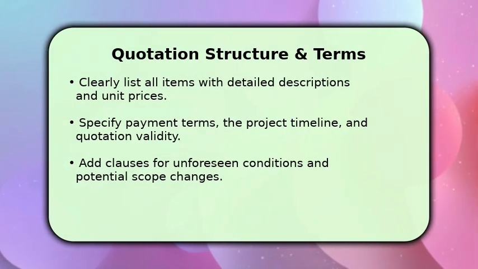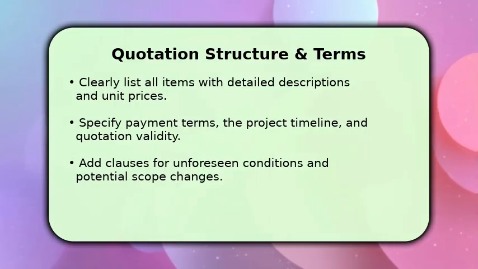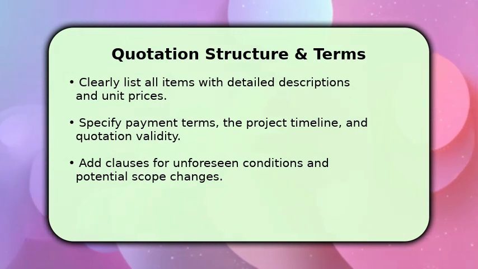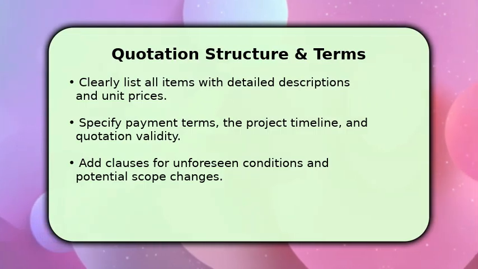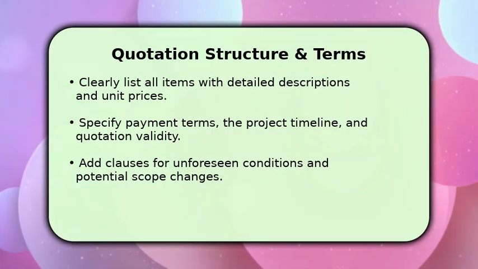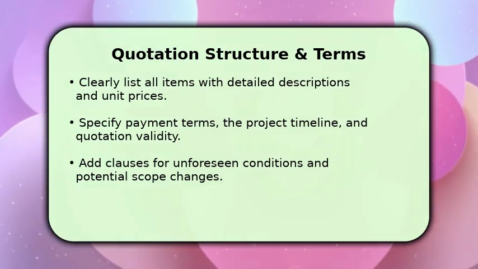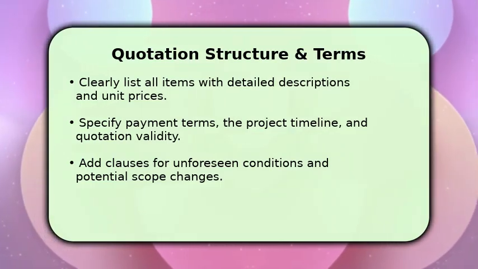Structure your quotation clearly. List all items with detailed descriptions, quantities, and unit prices, ensuring transparency. Specify payment terms, such as a 30% upfront deposit and progress payments, along with the project timeline. Clearly state the quotation's validity period, typically 30 to 60 days. Include clauses for unforeseen conditions and potential scope changes to protect both parties.